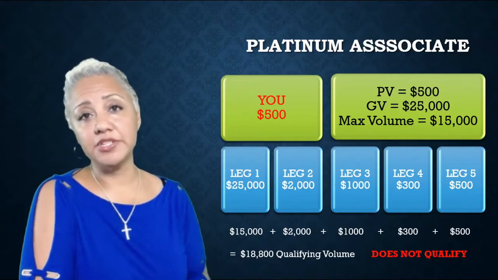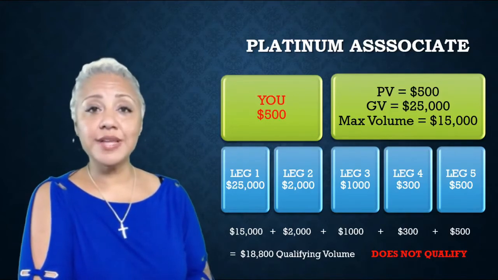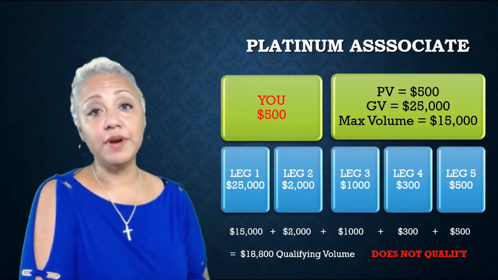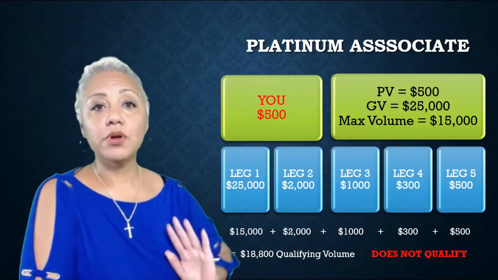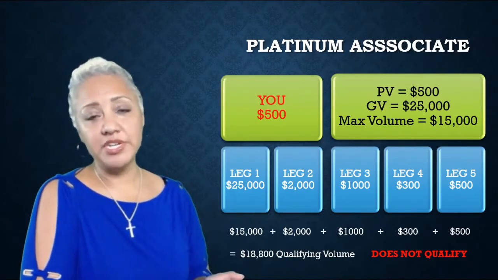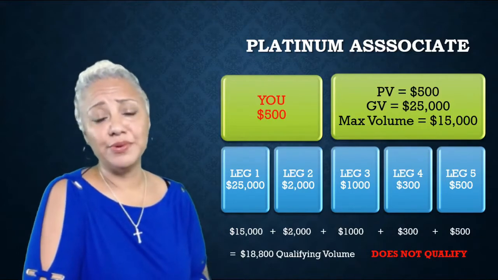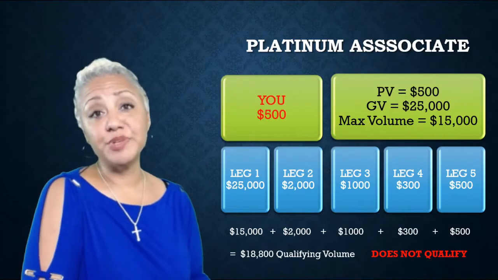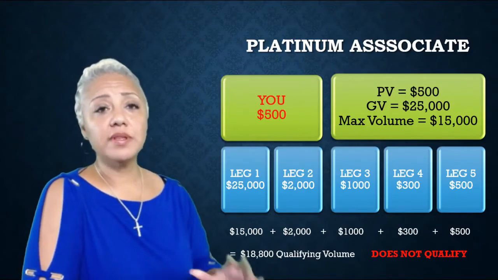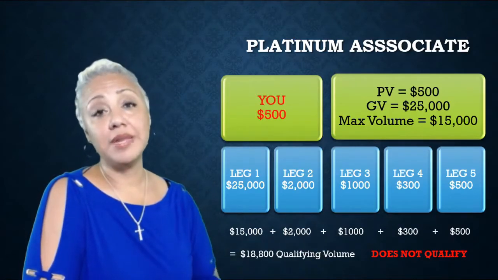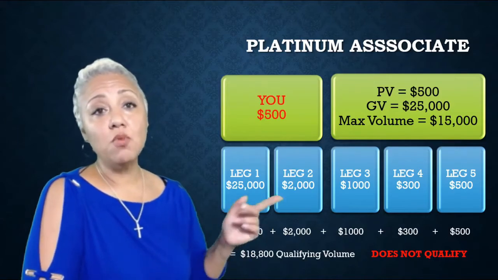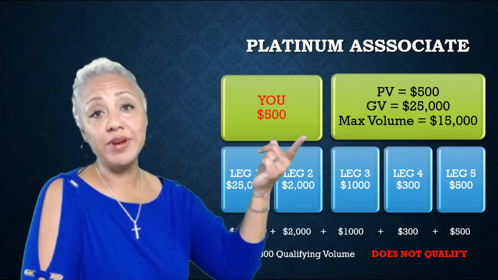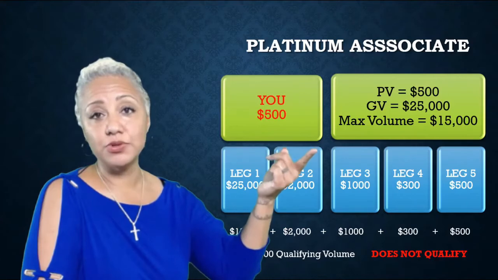And that's a bronze package invested with us. Now, in addition to that, you need your group volume of $25,000. Using our scenario here, which has 5 legs, again, you don't need more than 2 or 3 legs, but most people we find are averaging between 3 to 5 legs. So the volume does need to be distributed evenly, because no one leg can have a max volume of more than $15,000 to count towards your rank.